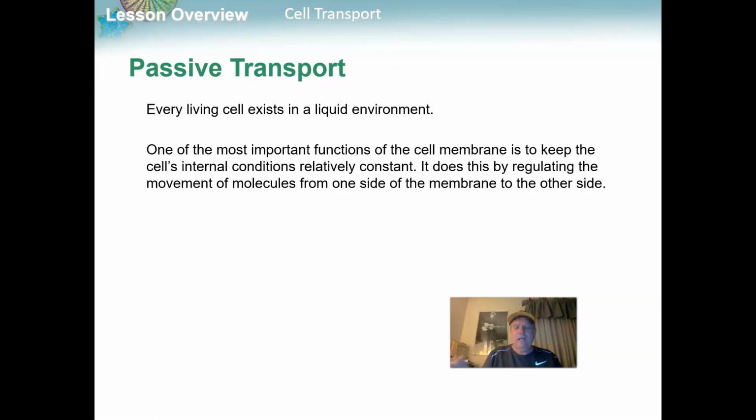Every living cell exists in a liquid environment. One of the most important functions of the cell membrane is to keep the cell's internal conditions relatively constant. It does this by regulating the movement of molecules from one side of the membrane to the other. This is what we talked about earlier, homeostasis. Living things want to maintain homeostasis. They want to maintain a stable internal environment.